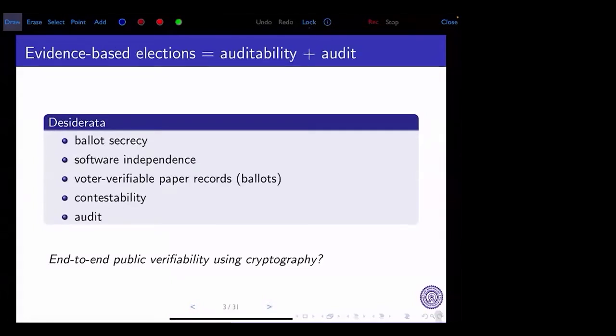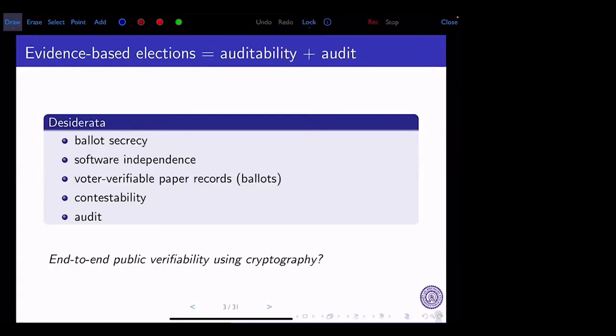For those who have missed it, we discussed that evidence-based elections are auditability plus audit. You first must have auditability. If you don't have auditability, then the election protocol is invalid. But just auditability does not give you evidence. You have to actually conduct an audit. So if I have to write down the desiderata again, the first is, of course, ballot secrecy. Then we discussed software independence at length in the last class. This is not to say that you don't use software, but that if there is a change in the software or the hardware, either a willful change or an inadvertent change, then that should be auditable. It should not cause an undetectable change in the election outcome. So if the software has changed, that should always be detectable, and it should always be possible to catch it in an audit. That's something that we call software independence.